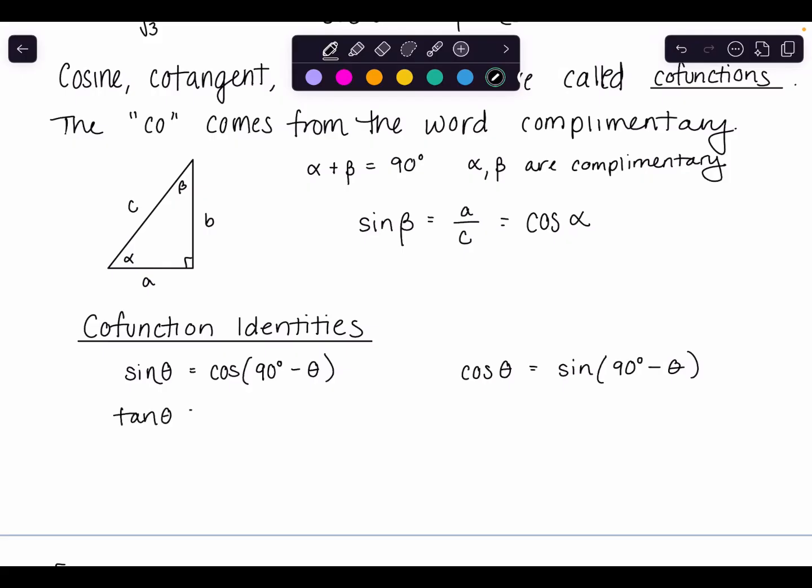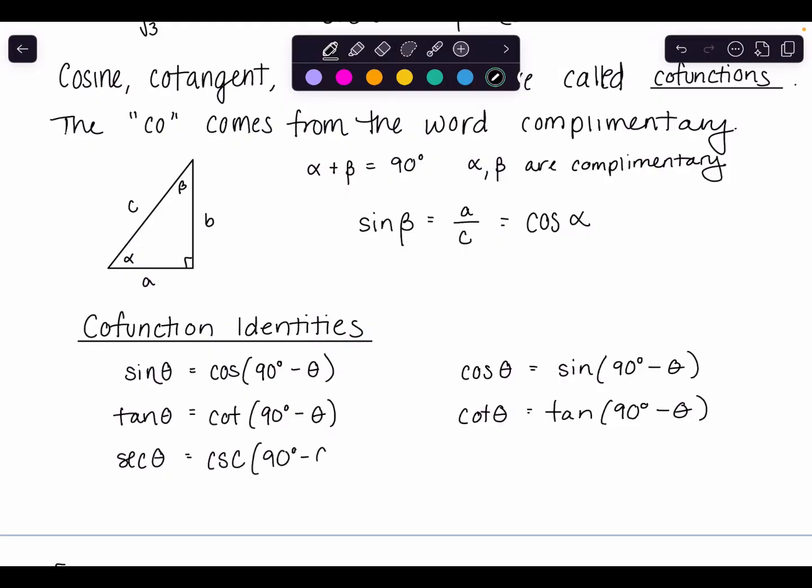Then tangent of an angle is equivalent to cotangent of the complement. And if you started with cotangent, it's the same thing as tangent of the complement. And then finally, we've got secant of theta. Its cofunction is cosecant, and the angle in here is the complement. So if you start with cosecant, secant is the cofunction of the complement. Okay?